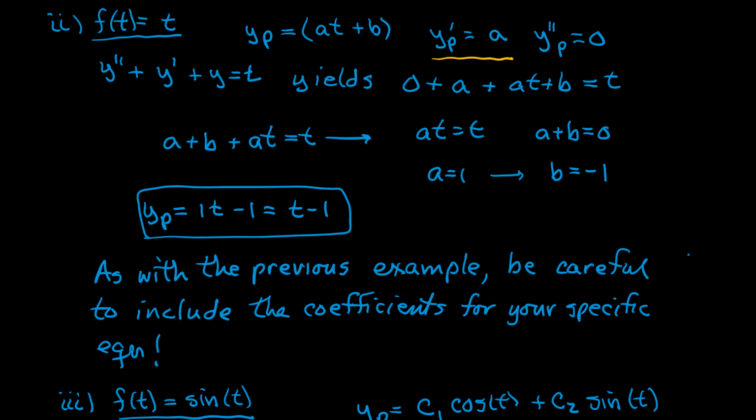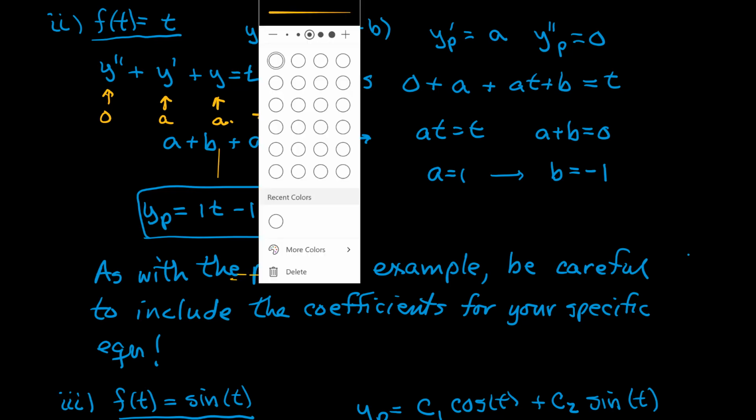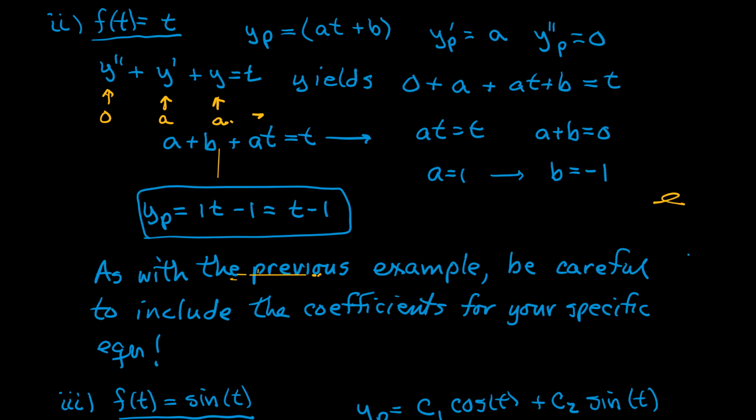The derivative of our proposed solution is going to be a, and the second derivative is going to be 0. We can take these values, y double prime, y prime, and y, substitute them into our equation. Now remember, y double prime is 0, y prime is a, and y is going to be a times t plus b.